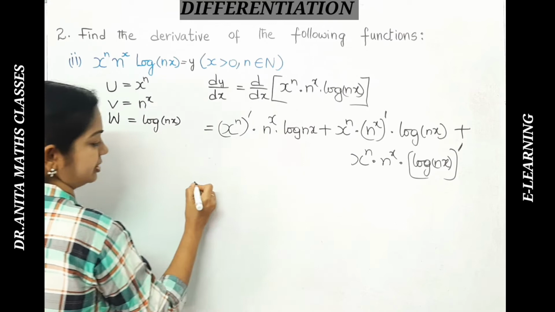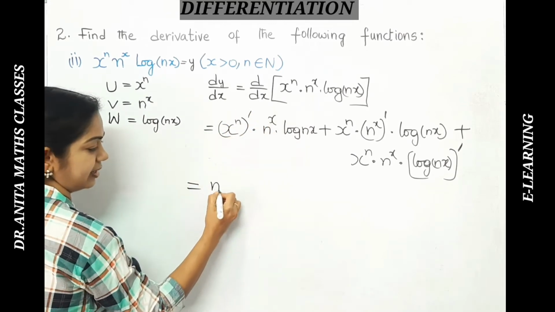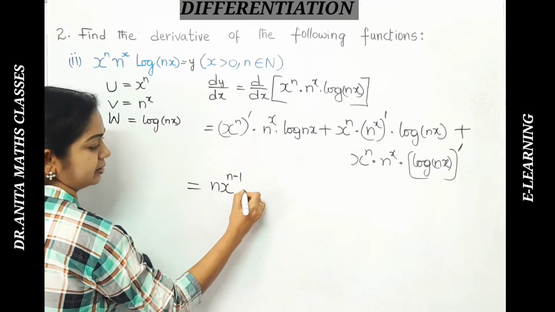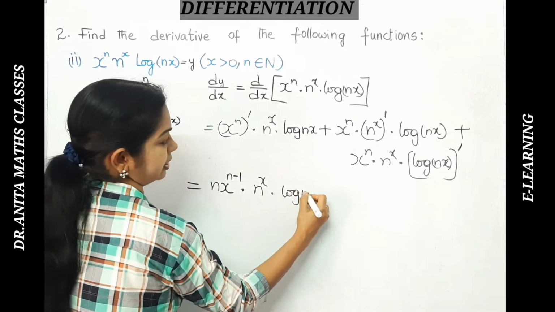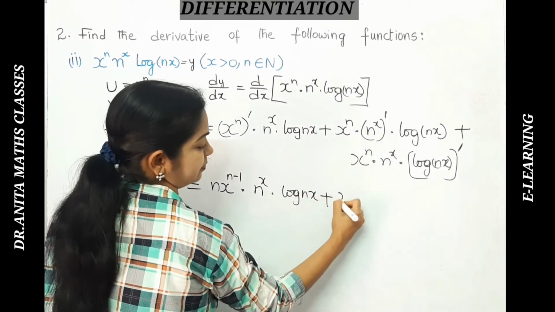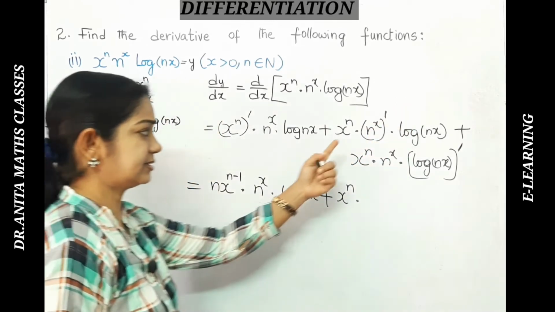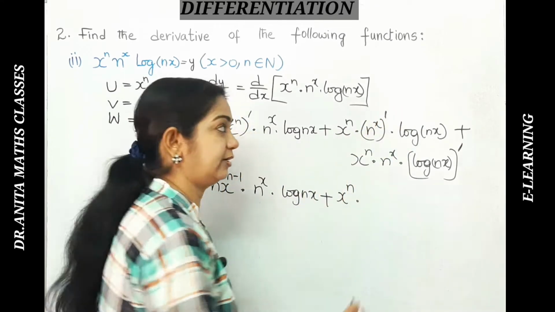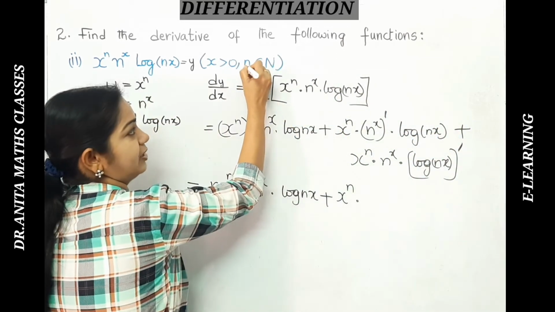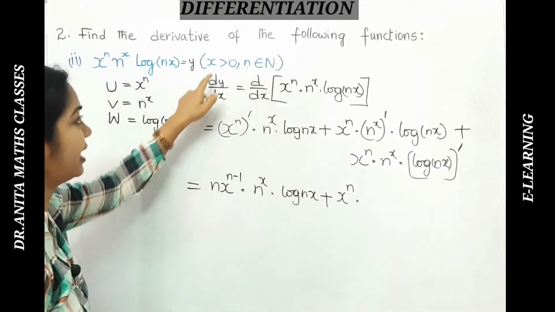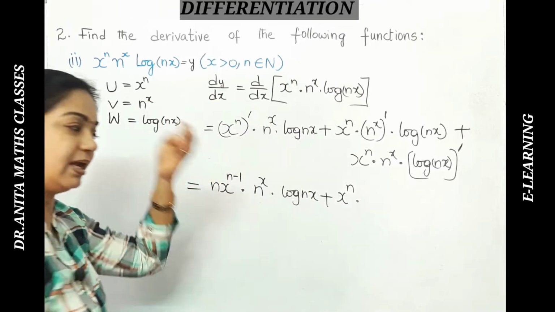Now let us differentiate this x to the power of n. We know the differentiation of x to the power of n is n x to the power of n minus 1. And here n to the power of x into log of nx plus x to the power of n, differentiation of n to the power of x is in the form of a to the power of x, because given here n belongs to N, the natural numbers, and x is greater than 0. So n belongs to N means it is in the form of some a.